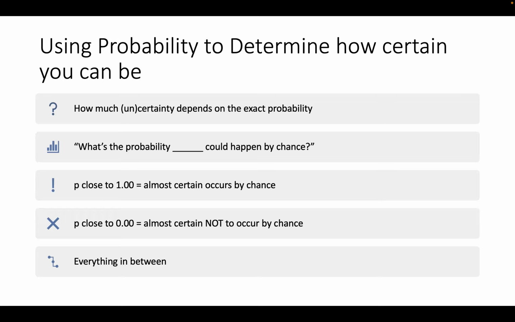So let's just recap this again. How much certainty we have depends on our exact probability. A p-value, or probability value, closer to 1 means that we're almost certain this occurred by chance. A p-value closer to 0 means that we're almost certain this is not occurring by chance.